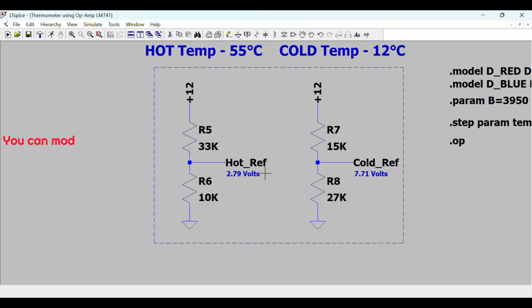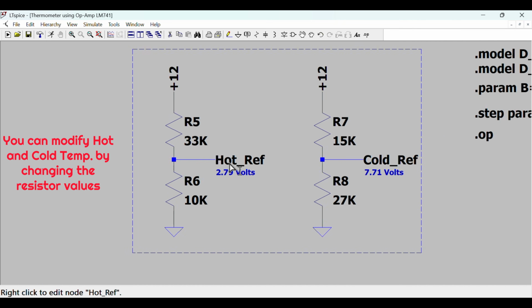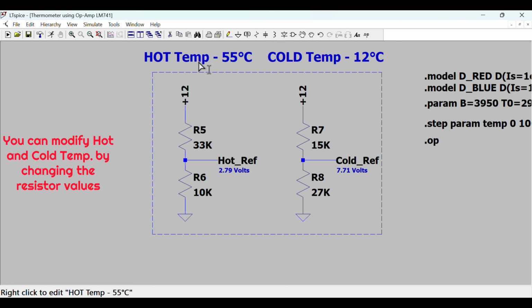Next, let us discuss the hot reference voltage. Resistors R5 and R6 form a voltage divider. These resistors generate the voltage reference called hot reference. The calculated value is approximately 2.79 volts. This voltage represents the hot temperature threshold.